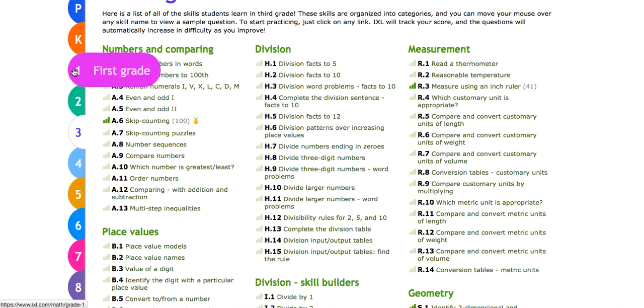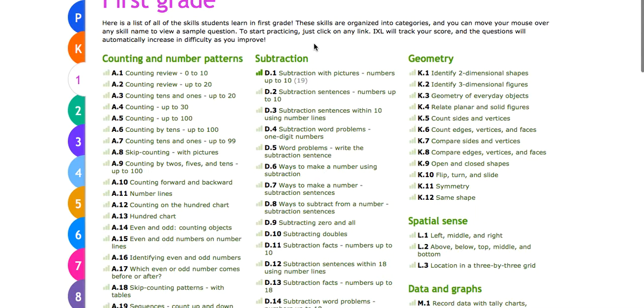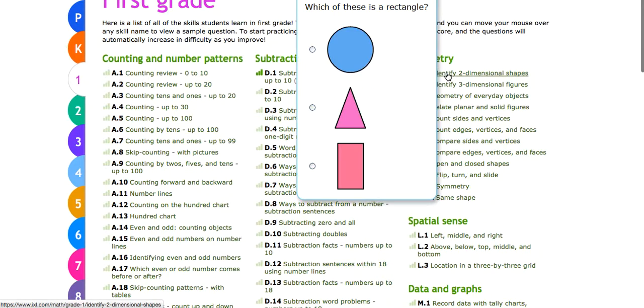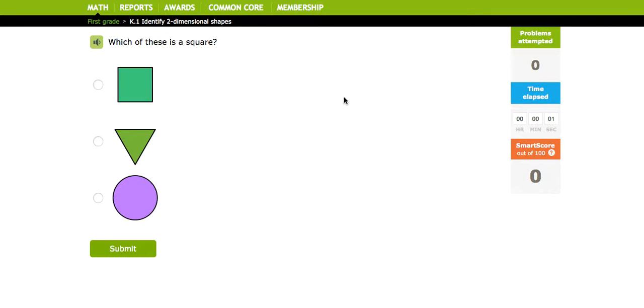So now let's go and I will show you how it works to do a lesson. So now I'm in first grade. Let's go to identifying two-dimensional shapes. This is an example of a lesson that your child might be doing if they choose this lesson. So your child can also hear the question read aloud to them. Which of these is a square? And then they would have to press the square and press submit.